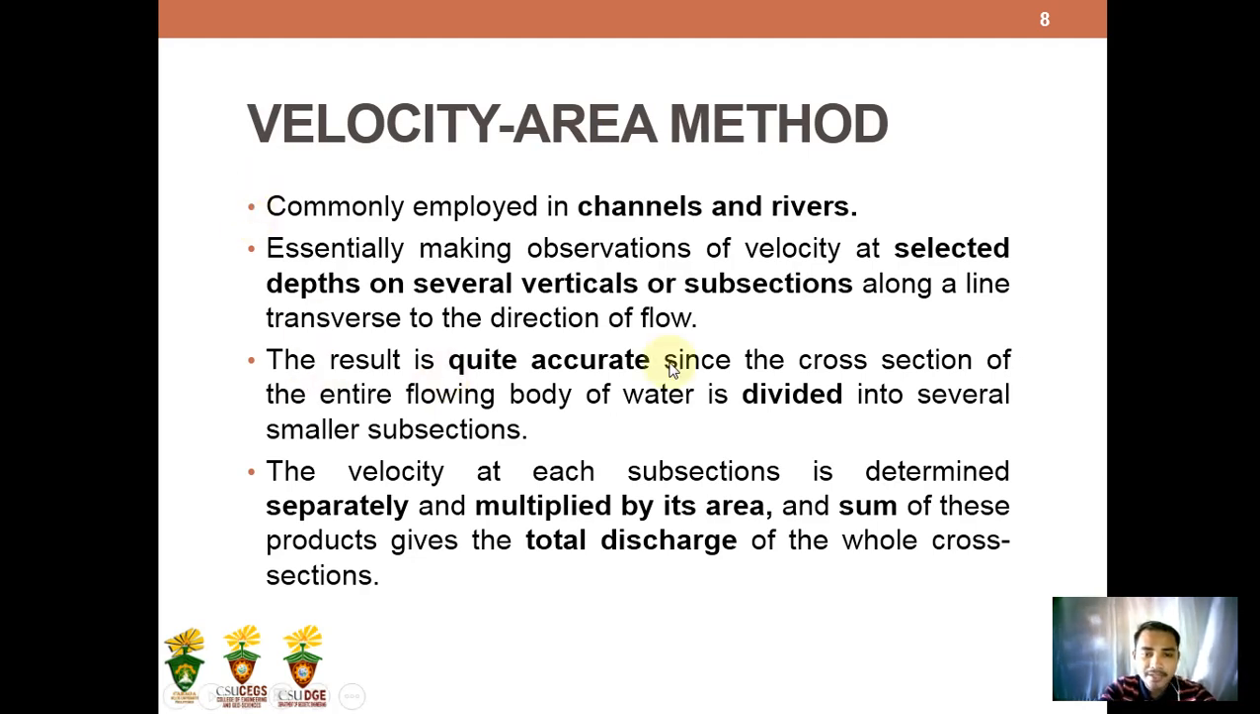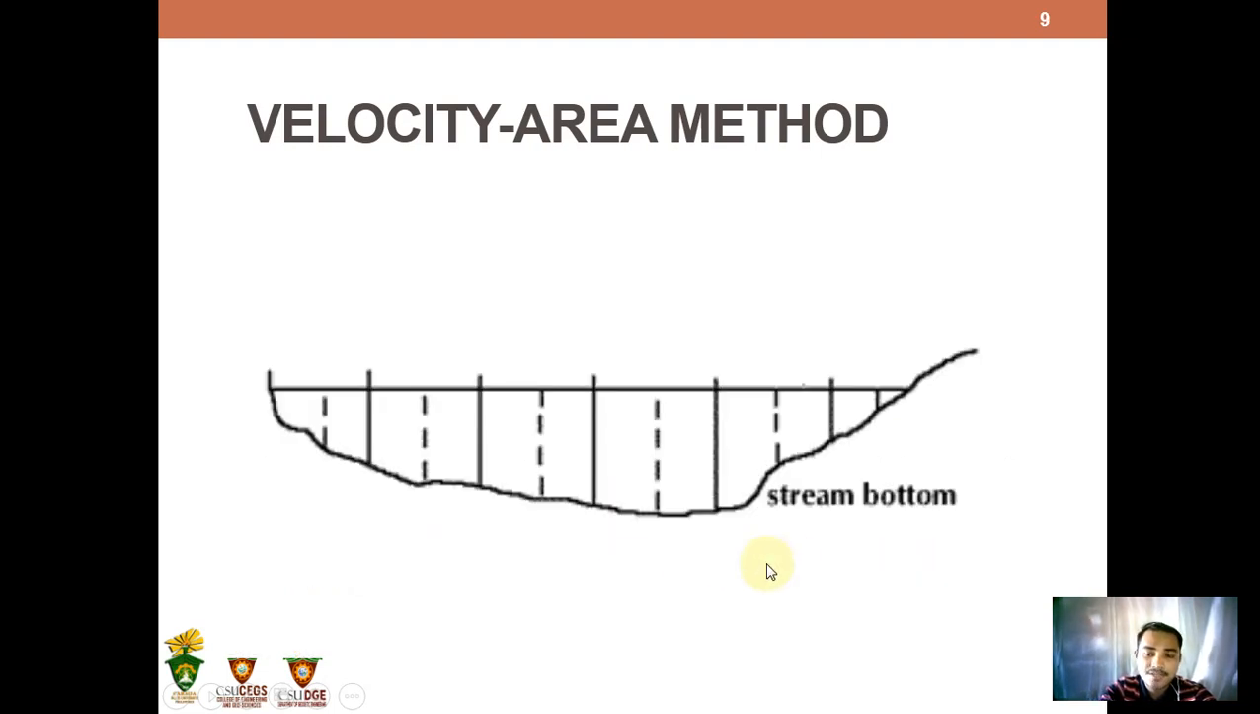The result is quite accurate since the cross-section of the entire flowing body of water is divided into several smaller subsections. Then the velocity of each subsection is determined separately and multiplied by its area, and the sum of these products gives the total discharge of the whole cross-section.